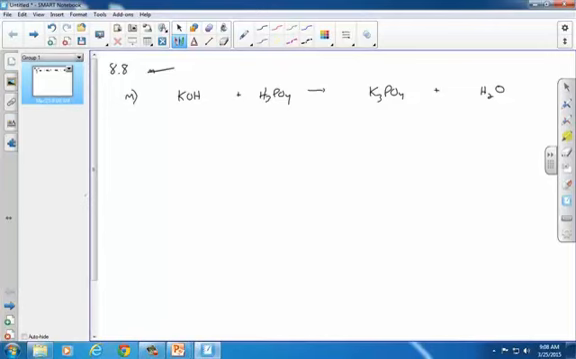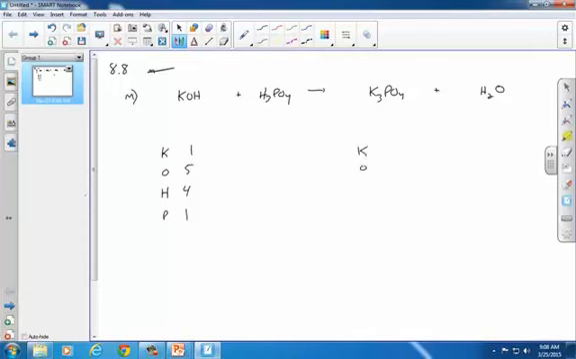So the first thing I want to do is to count up each type of element I have. So on the left I've got potassium, oxygen, hydrogen, and phosphorus. Got one of these. How many total oxygen do I have on the left? 5, right. I've got 4 in the PO4 and 1 in the KOH. And on the left-hand side, I've got 4 hydrogens, 3 in the H3PO4 and 1 in the KOH. And I have 1 phosphorus atom.